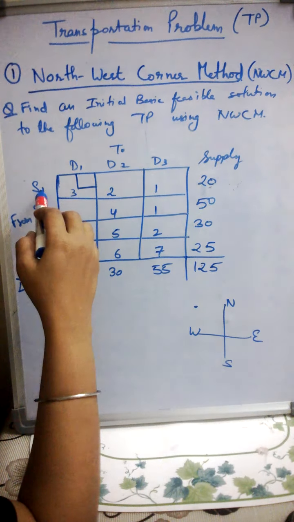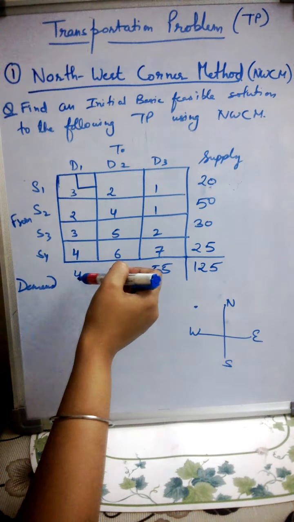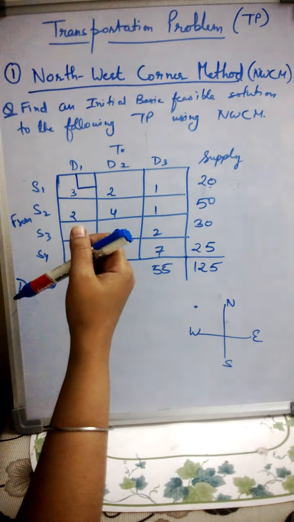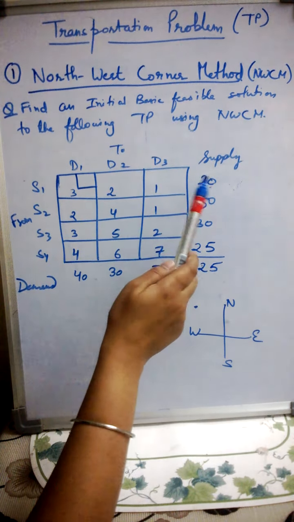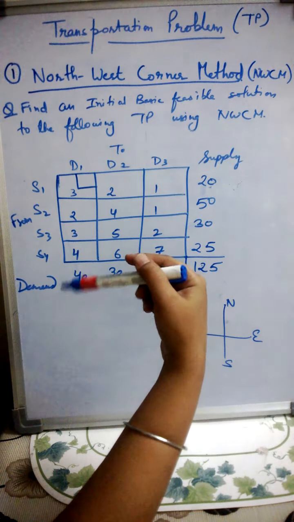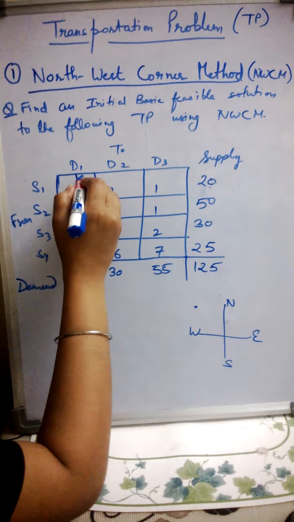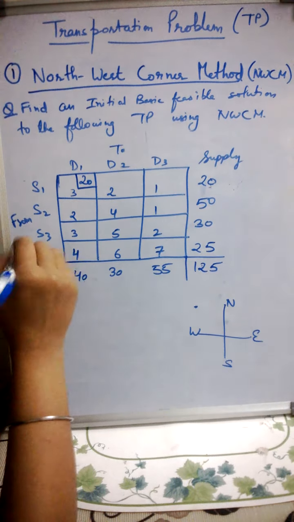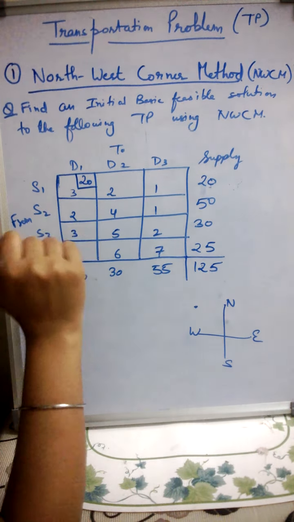Now at S1 the supply is 20 units and at D1 the demand is 40 units. So how much can be transported here? 20 units are available and 40 units are required. So how much can be transported? 20 units. That is the minimum of this number and this number. From supply and demand, whatever is the minimum value, that you will allocate here.